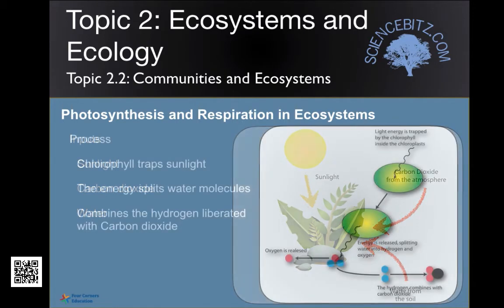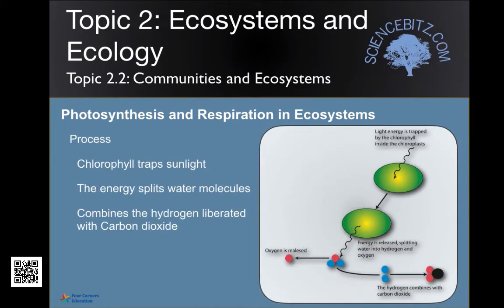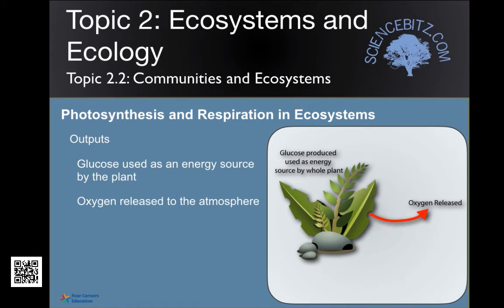Most of those plants live in the tropics. And the process itself: again, we don't need the detail of this, but I thought I'd include it just out of interest as much as anything. In photosynthesis, chlorophyll traps sunlight, and it uses that energy to split water molecules. It combines the hydrogen from the water molecules with the carbon dioxide, and that directly leads to our outputs. The output in this case is glucose.